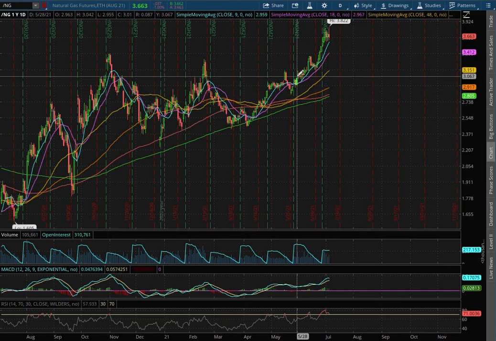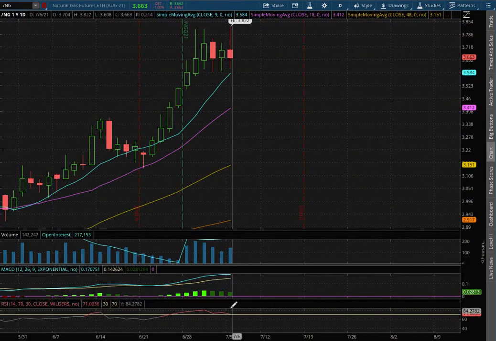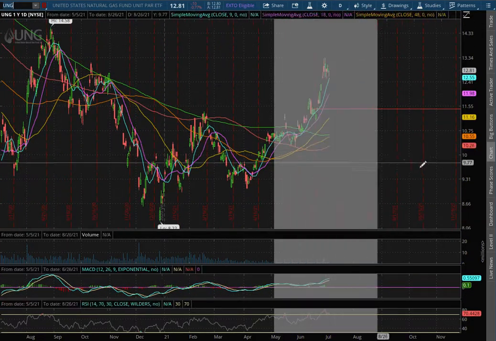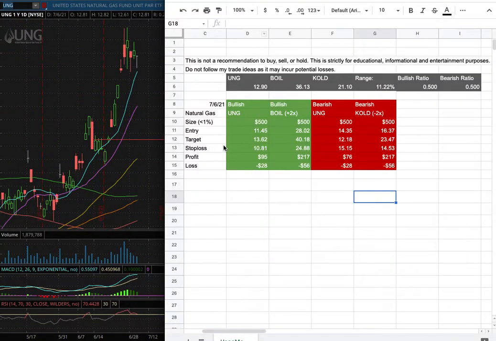As we extend that further to the daily chart, we remain in positive MACD and at overbought levels with the RSI. As with the trade idea, I'll be trading UNG, and my position size is less than 1% of my portfolio. My long entry is at $11.45, and that is this range here. My sell target is at $13.62, and my stop loss is at $10.81.